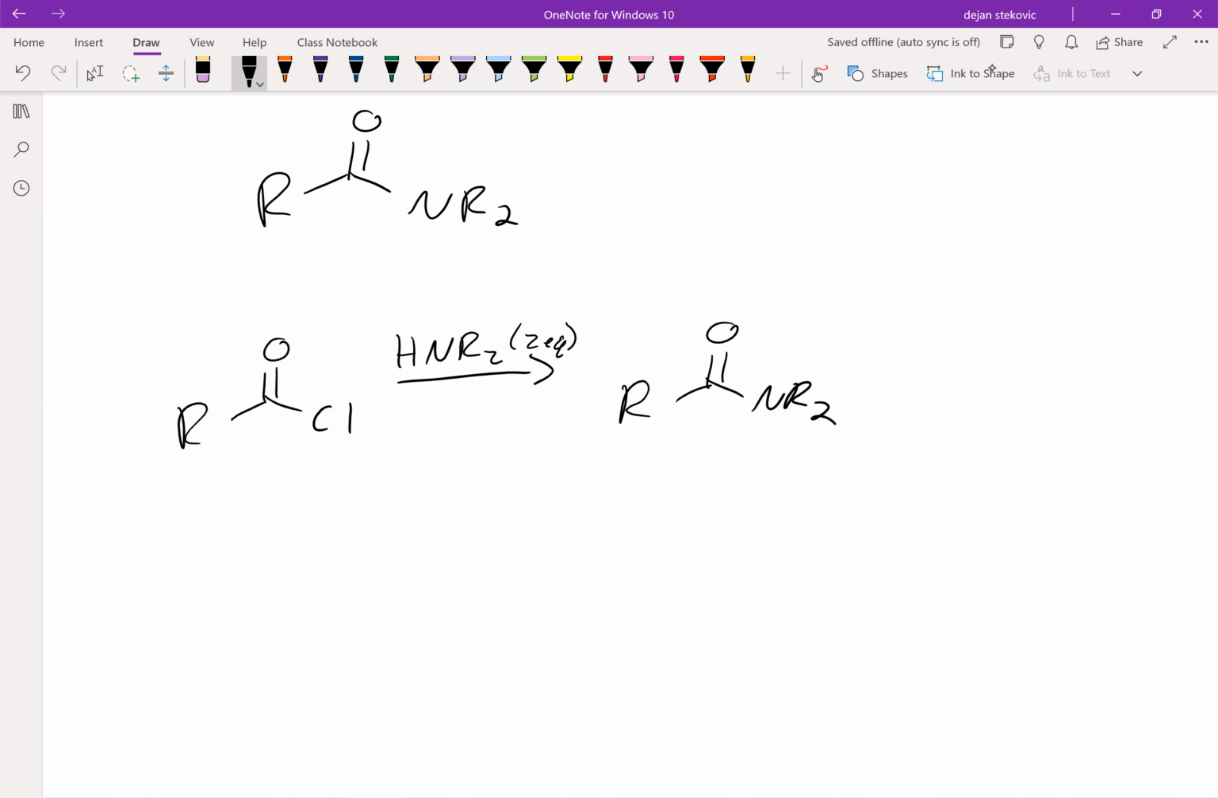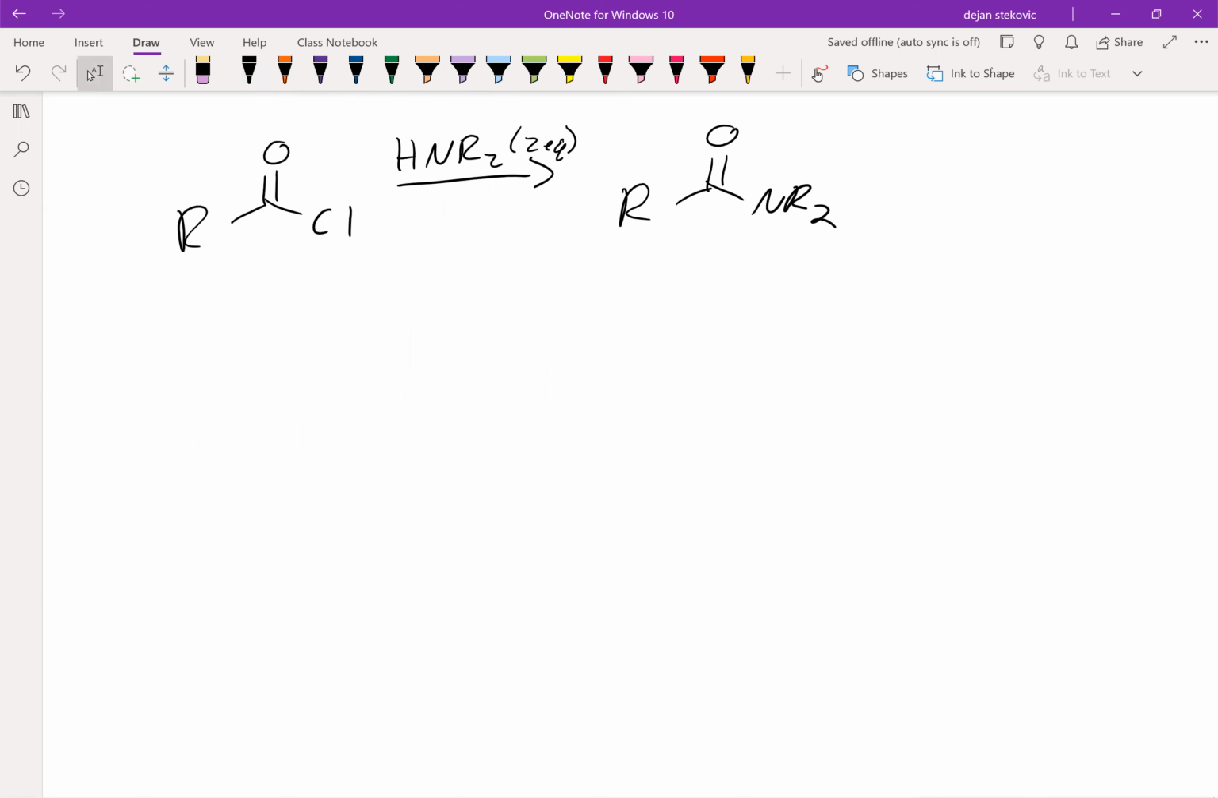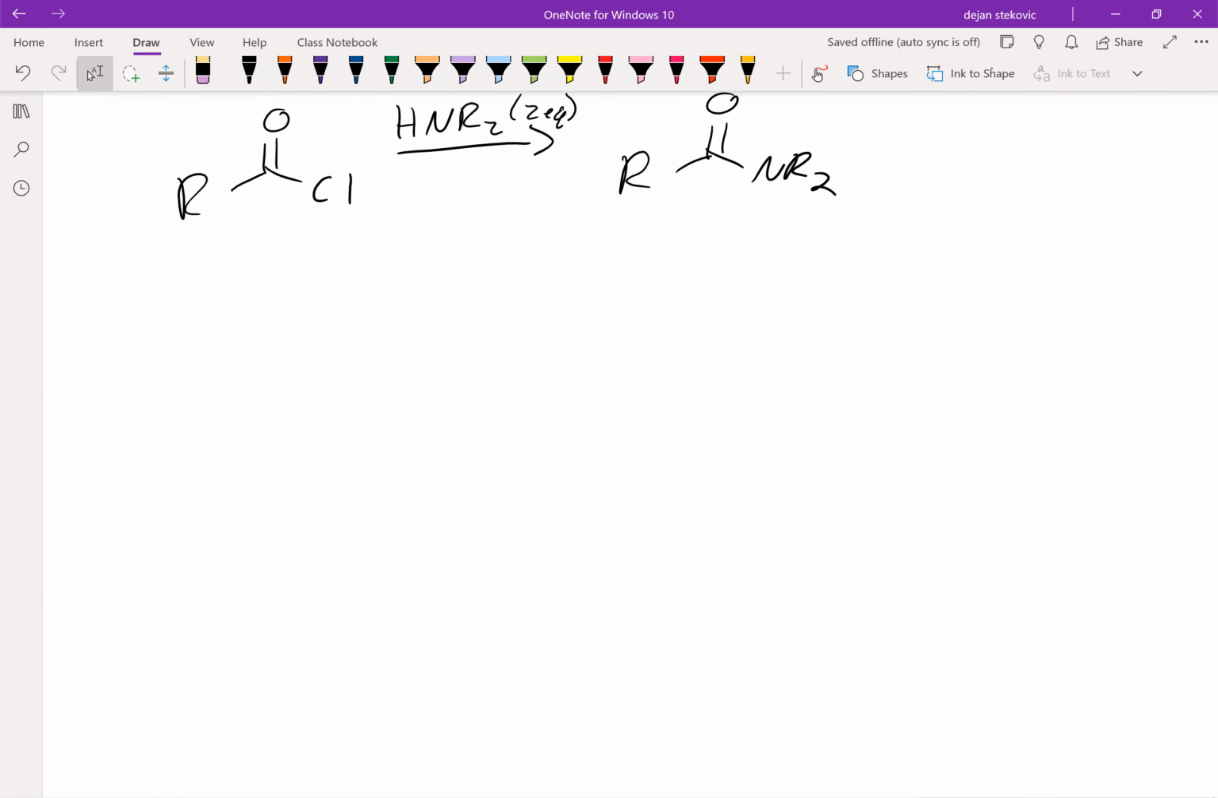You can do the same reaction with acid anhydrides and esters, but they're not as useful because A, they're not as reactive, and then B, they form more side products. So it's generally best to just go straight to the acid chloride.